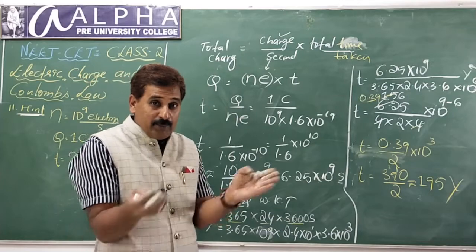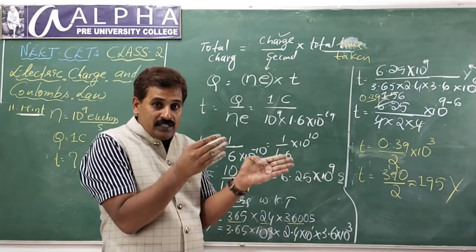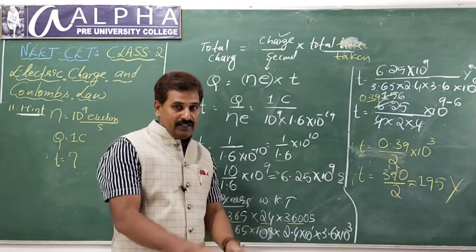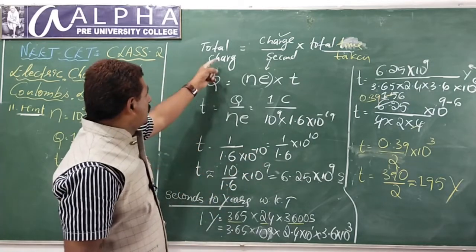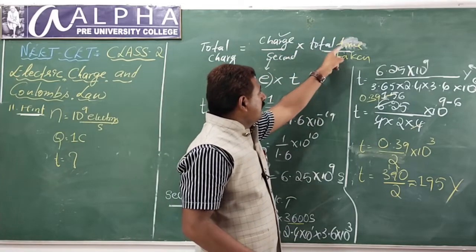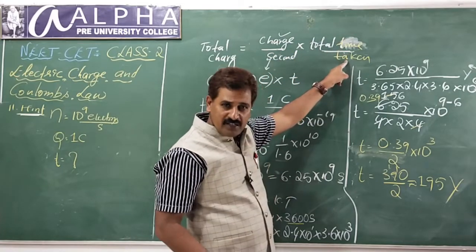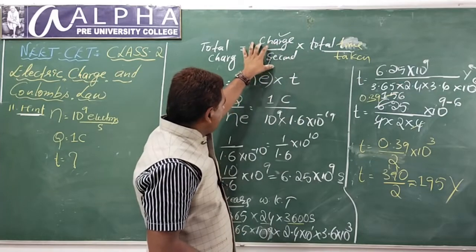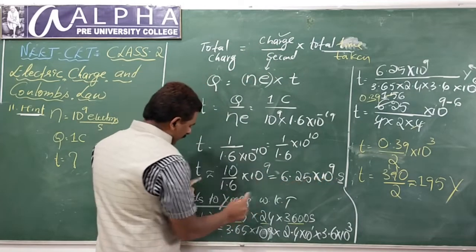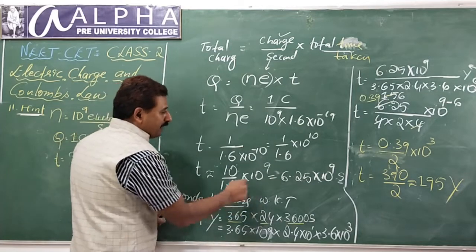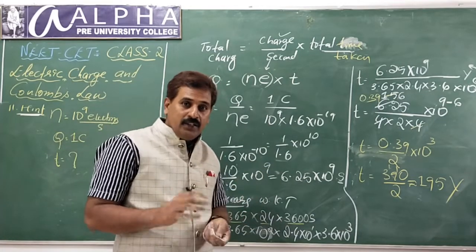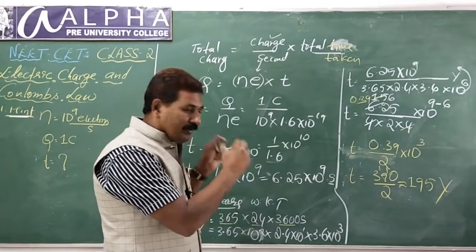What is the logic in the previous problem? Total charge is number of charges per second into total time. Like that, you used logic here, right? Total charge per second into total time taken. This is all logic. You applied this, then you solved for time in seconds, then you converted that seconds into years. So it is not a problem to get by heart. You have to know how problems are solved.